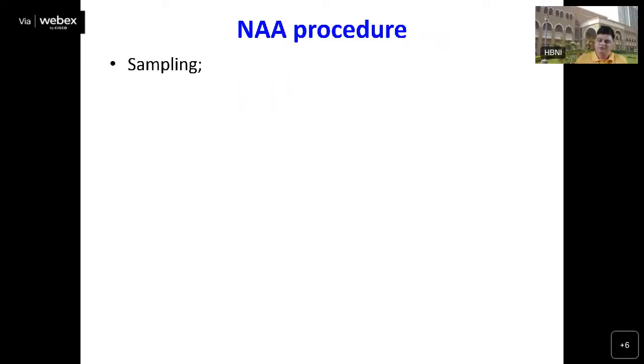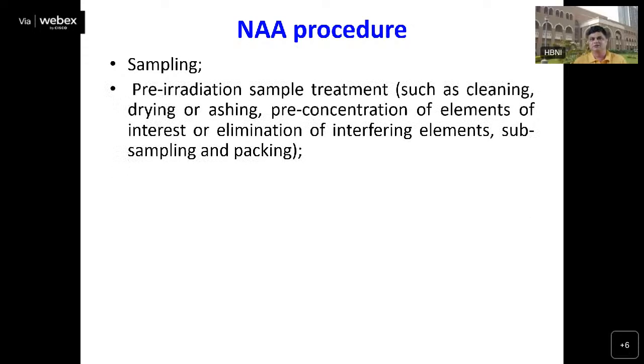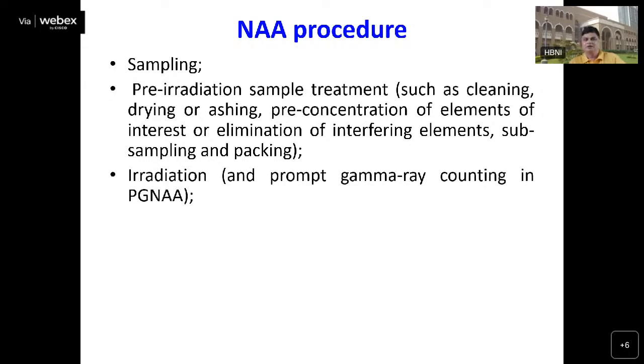Like other techniques, this also involves both sampling and pre-irradiation sample treatment, which we call sample processing. This includes cleaning, drying, or etching, pre-concentration of the element of interest, or eliminating interfering elements, and then subsampling and packing. Irradiation can be prompt gamma ray counting in the case of PGNA.